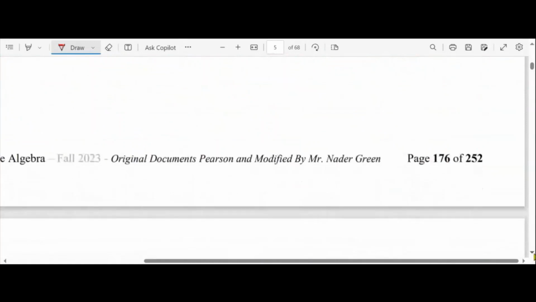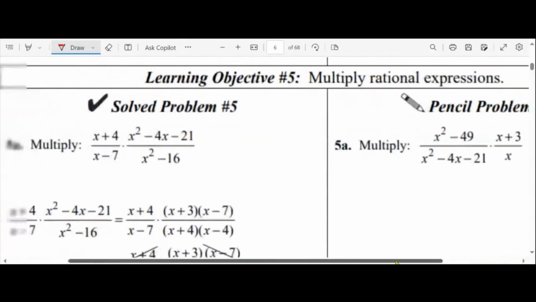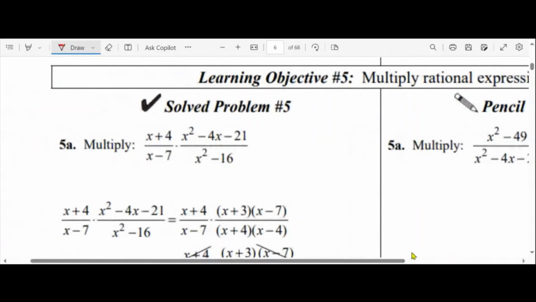Finish? Let's go to the next one. Here we're going to do multiplication. I cannot factor the top because there's nothing to factor. I cannot factor the bottom, nothing to factor. But I can factor this. What is the factor of this? How much?